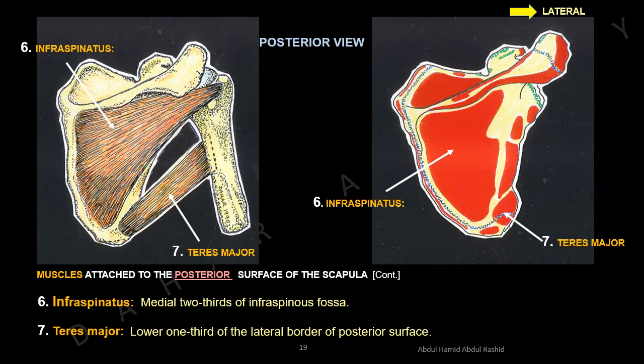Next, muscles attached to the posterior surface of the scapula, continuation. Infraspinatus muscle. This is the one. It is attached to the medial 2/3 of the infraspinous fossa. Next is the teres major muscle. This is the one which is attached to the lower 2/3 of the lateral border of the posterior surface of the scapula.